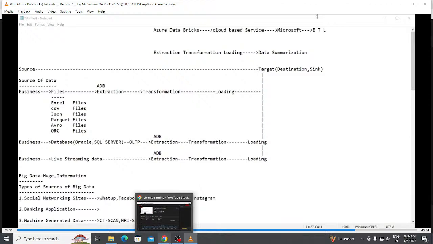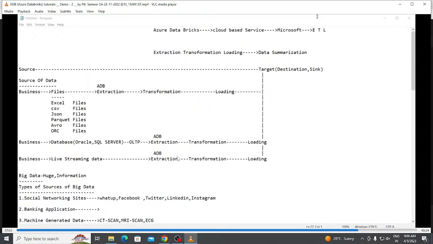To be an Azure data engineer, what are the services we need to know? If you know ADF, then you are called an Azure data engineer. If you know ADB, then also you are called an Azure data engineer. If you know Synapse, then also you are called an Azure data engineer. So either one should be fine.